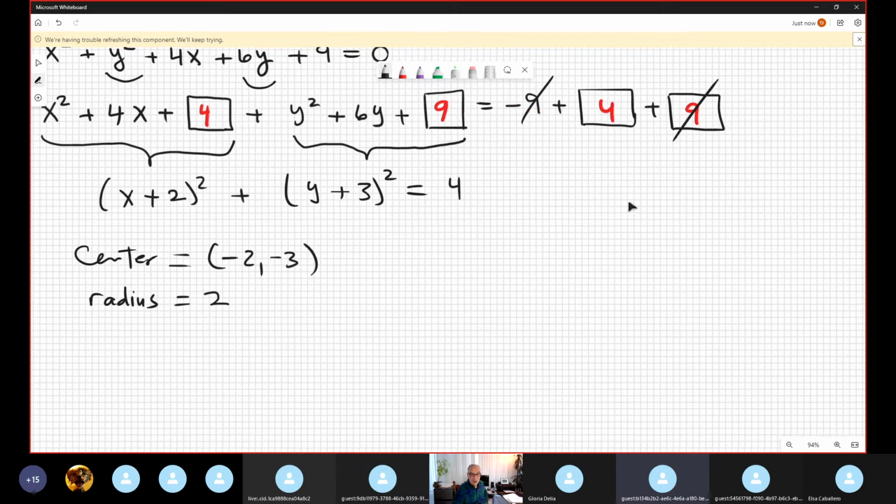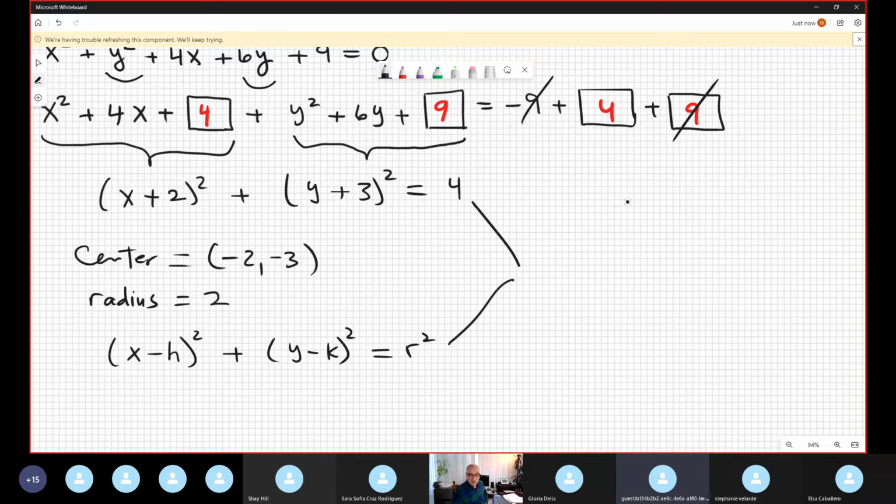Because, look, you compare this equation and this equation: (x minus h) squared plus (y minus k) squared equals r squared. So I realize r squared is 4. Therefore, taking the square root of both sides, r alone is 2. That is the reason. Square root of 4.